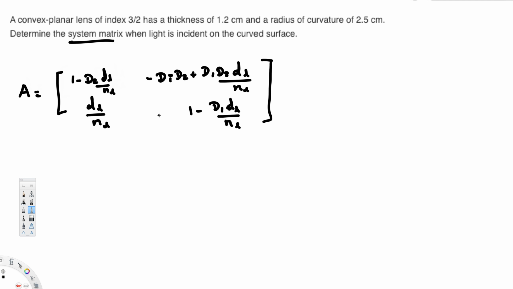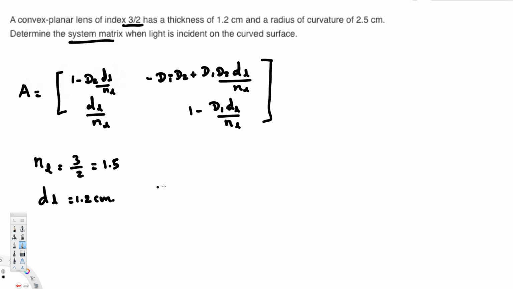Now let's see what the given information is. Here you can see the index of refraction is given, that is 3/2. So we have nL, that is 3/2, equal to 1.5, and they have also given the thickness, that is 1.2. So we know dL is 1.2 centimeter, and we have to find the power in the first side and the power in the second side.